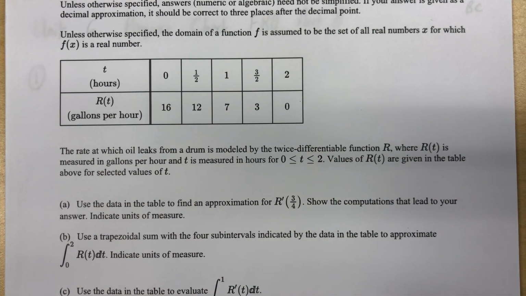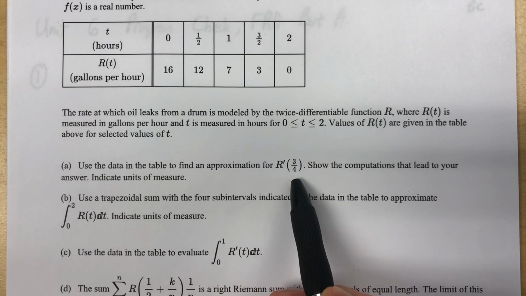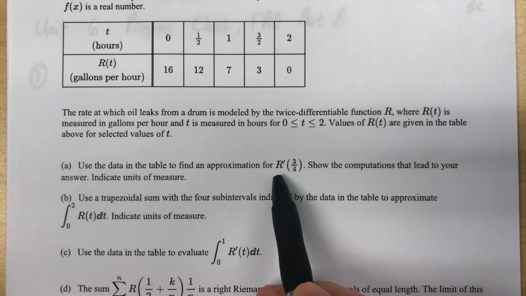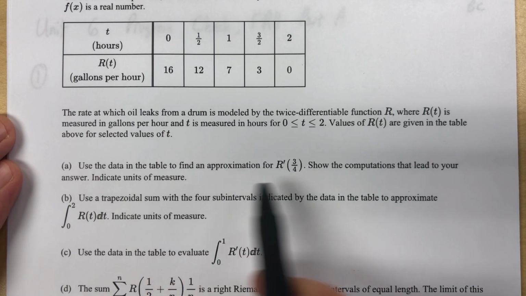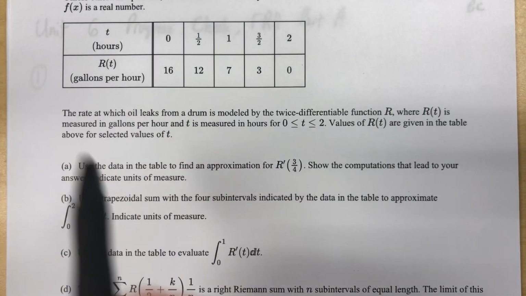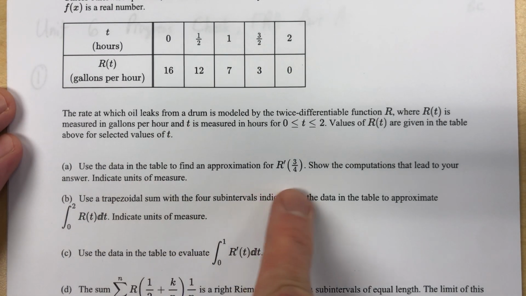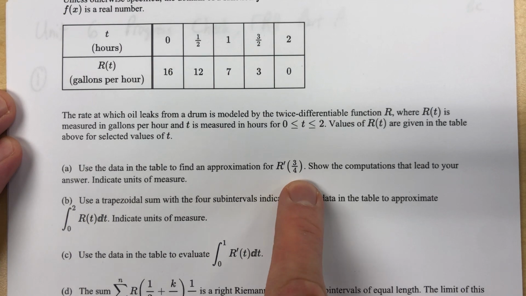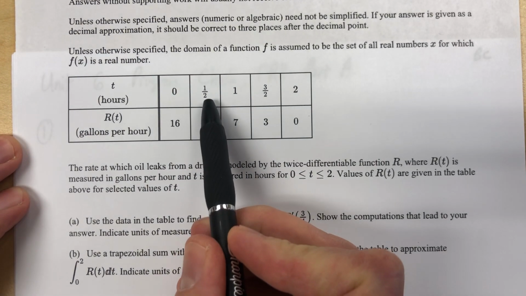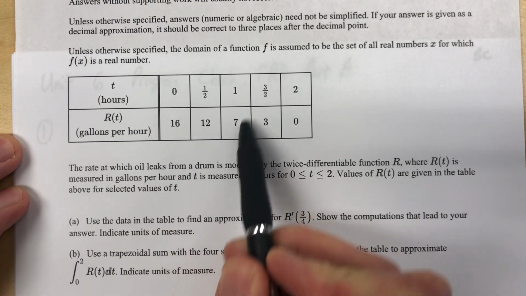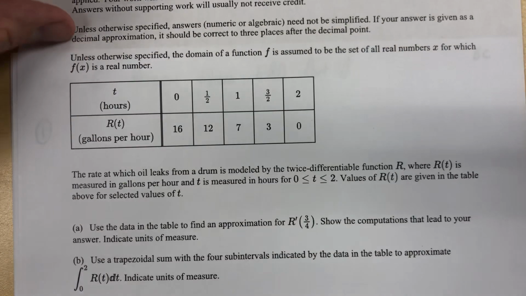For selected values of T, use the data in the table to find an approximation for R prime of 3/4. Okay, we're going to find the derivative of that. We're going to show some computations and indicate our units of measure. We're finding the derivative of a rate, which really means we're finding the rate of change of the rate. And we're going to use enough data in the table to find out what happens at 3/4. Well, a time of 3/4 happens between a half and 1. So we're basically going to find the slope in between these 2 points right here. So let's just jump in with that.